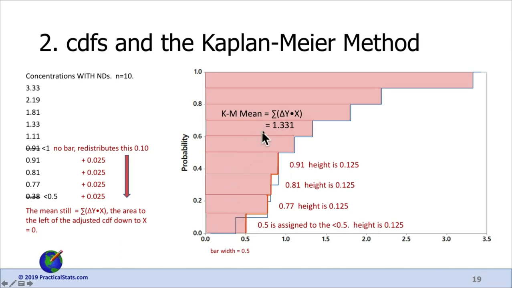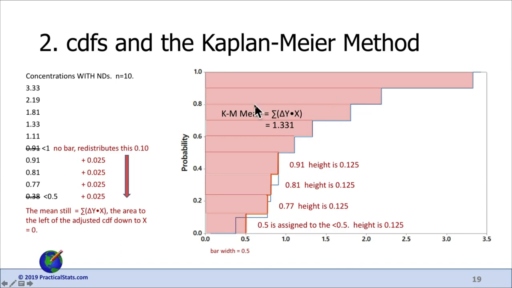From that, you can, just as we did before, sum these areas up, and that will be the Kaplan-Meier mean. In this case, it's 1.33. Pretty close to what it was before. I've left the older CDF, the one before I censored those 2 numbers here in, I think it's blue, just to see the difference between them.